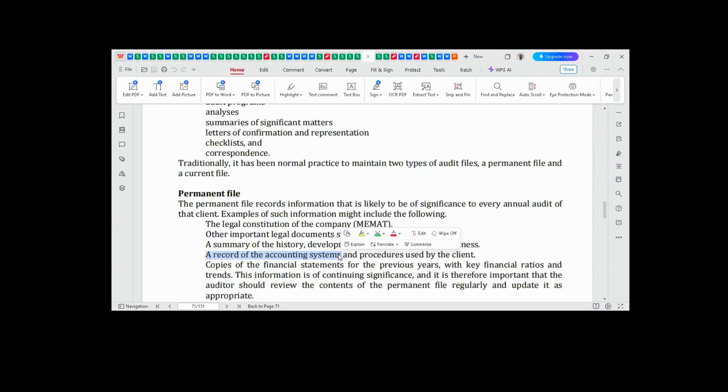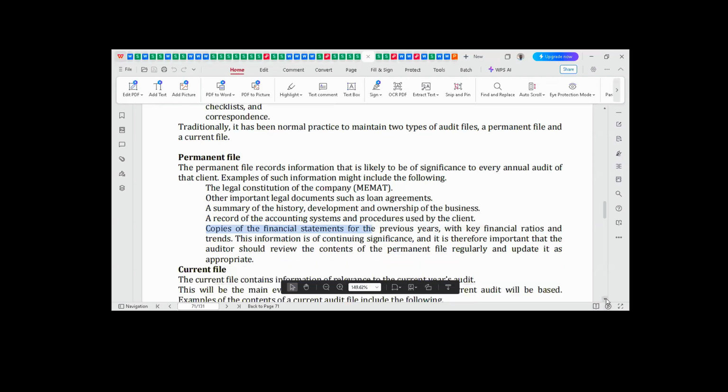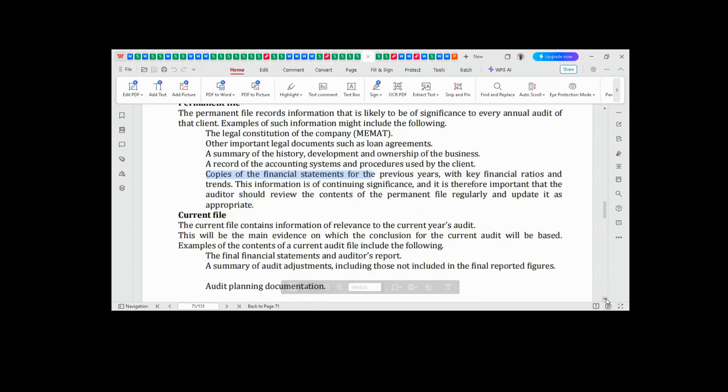Okay. So that information is also considered to be some of the documents that will be contained in the permanent audit file. Okay. Then copies of previous audited financial statements in previous years. Those ones cannot be changed. Once they have been published, they cannot be changed. Okay. So all of these are what constitutes the permanent audit file. I hope that is clear. Any question on that?